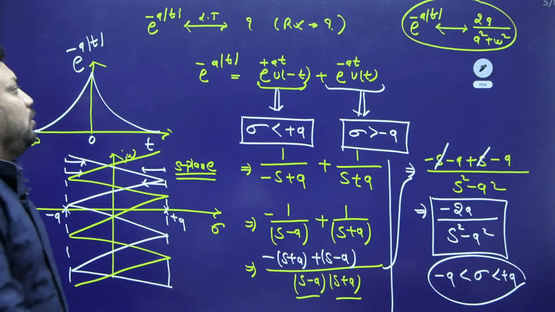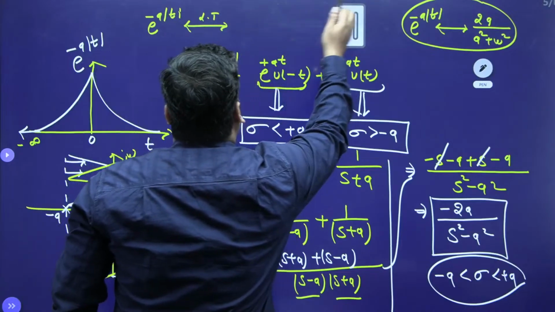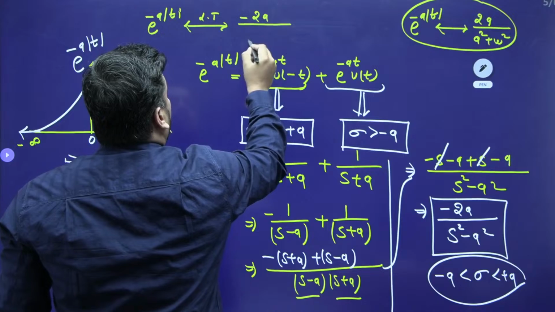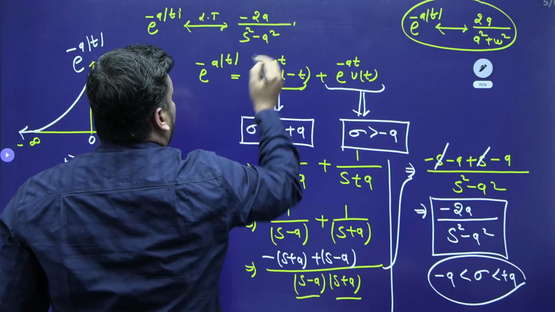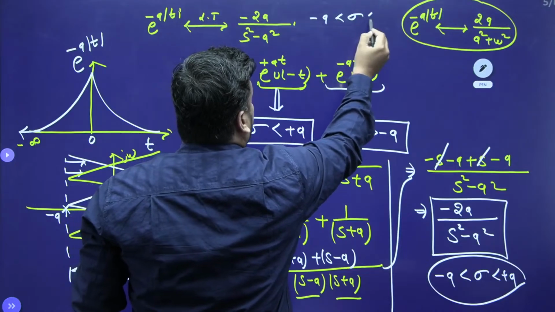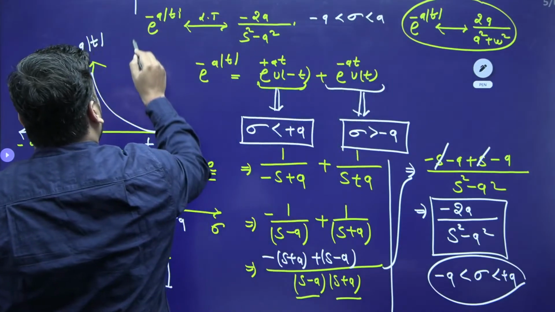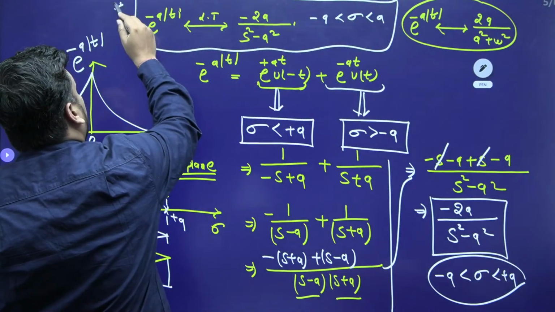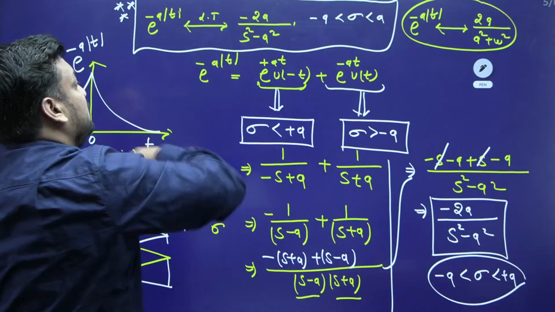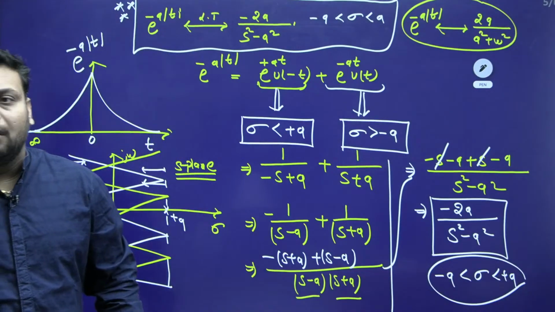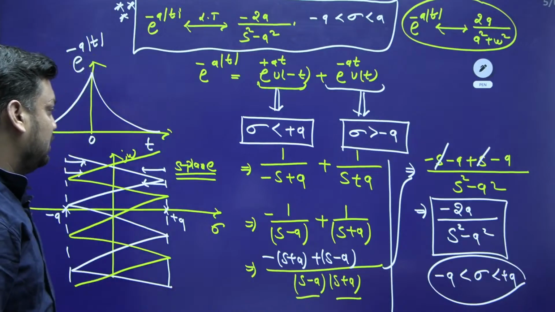So if I write the result in a box, e to the power minus a mod of t, its Laplace transform is nothing but minus twice a upon s square minus a square, and the ROC is both sided, sigma greater than minus a and less than plus a. This is a box that we need to remember for the future as a standard result, directly, as far as competitive examinations are concerned. Very good.